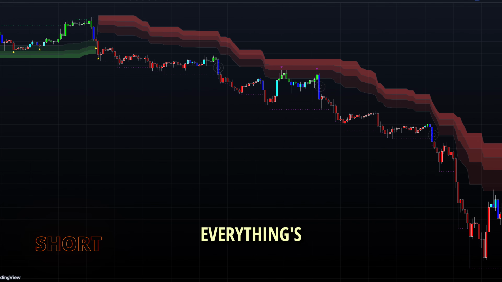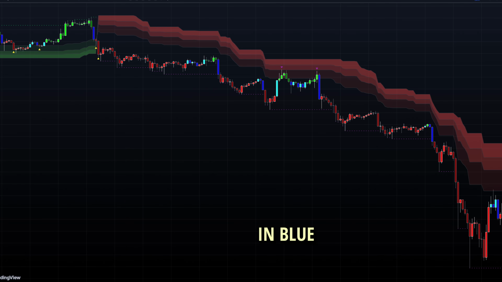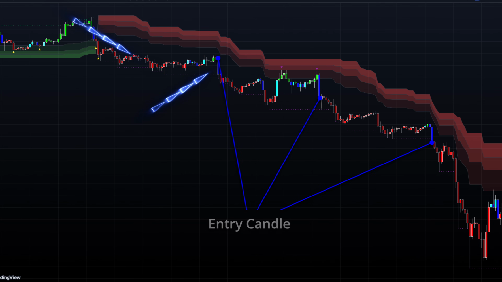For shorts, everything's basically the same. The only difference is that your entry candle is colored in blue. So breakdown, pullback, entry.